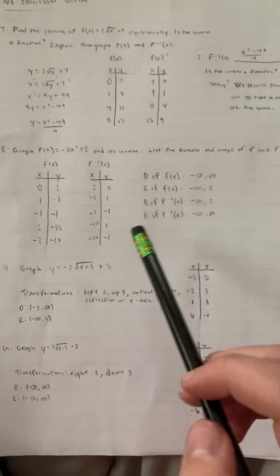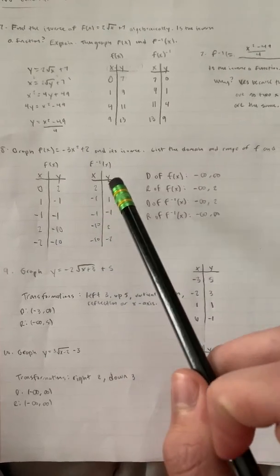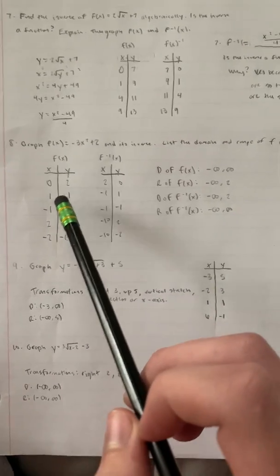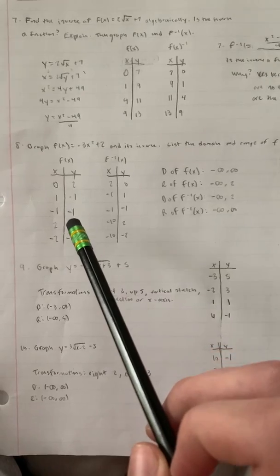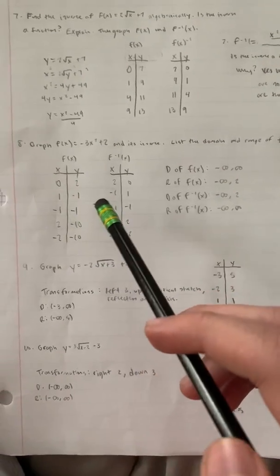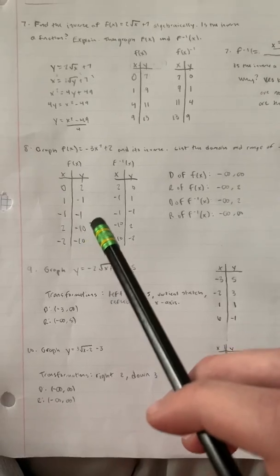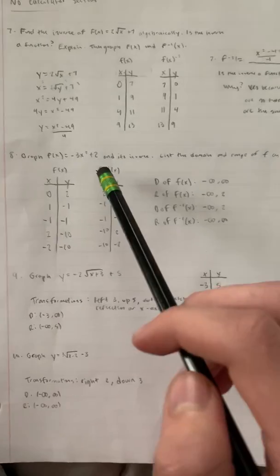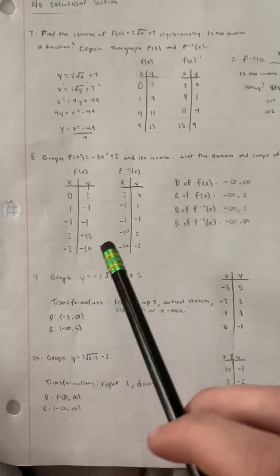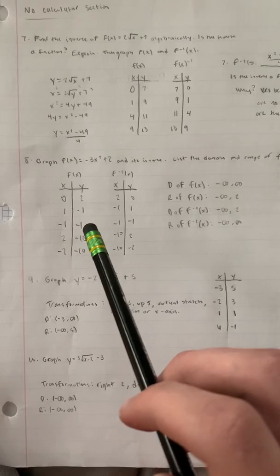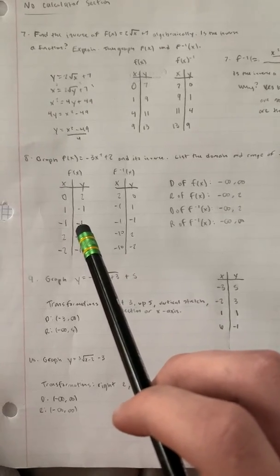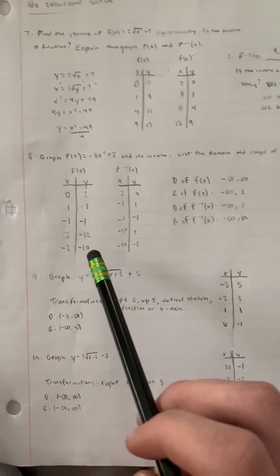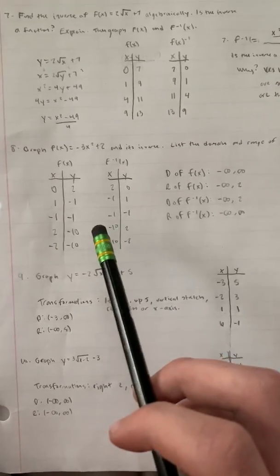Number 8, graph negative 3x squared plus 2 and its inverse. So first thing you do is you try to get 0, and 1 and negative 1, and then you try to get 2 and negative 2, because it's a quadratic, so you do it on both sides. You plug in the 0, the 1, the negative 1, the 2, and the negative 2. Because it's a quadratic, you have to get it on both sides.